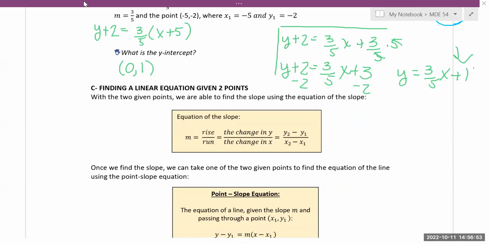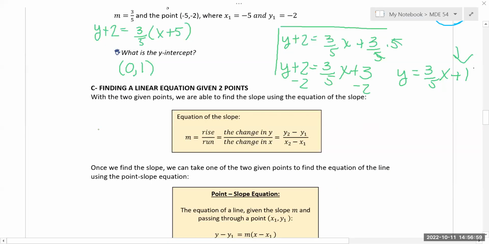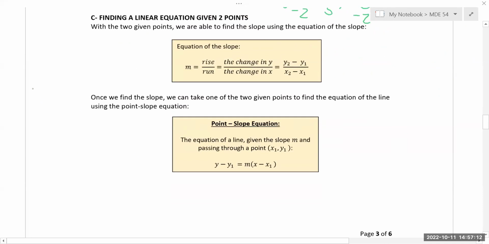Okay, now going for the whole thing, if you don't have the slope and you have the 2 points, what you would do first is find the slope using this equation of slope, and then pick one point and put it in that point-slope form. So we would first want to go ahead and find the slope, and then use one of the points to solve the equation for b.